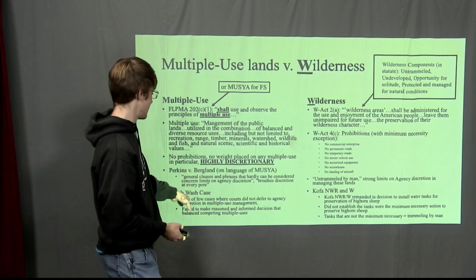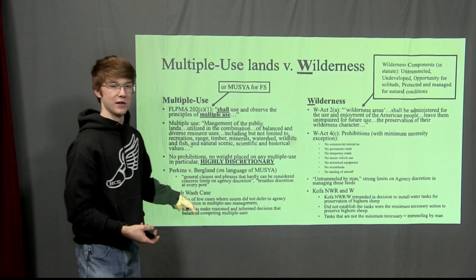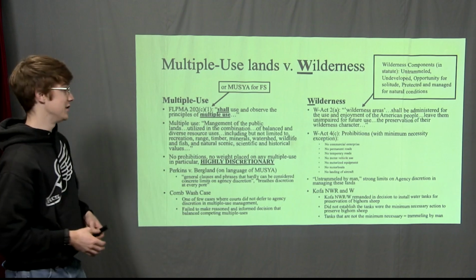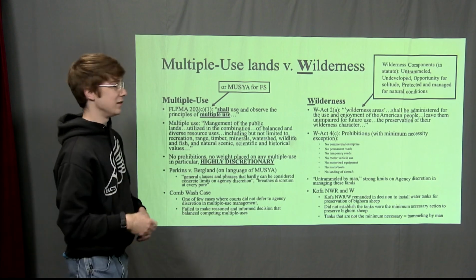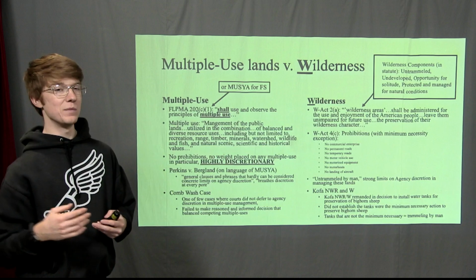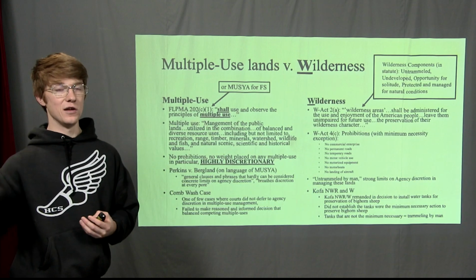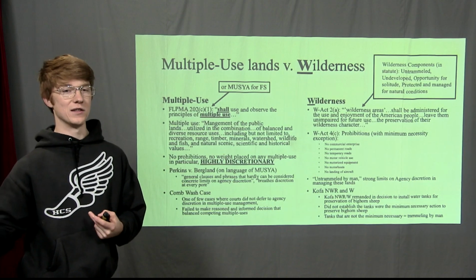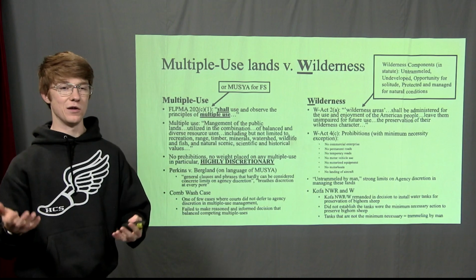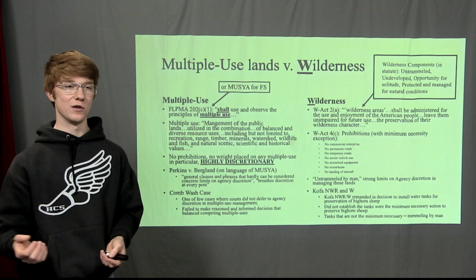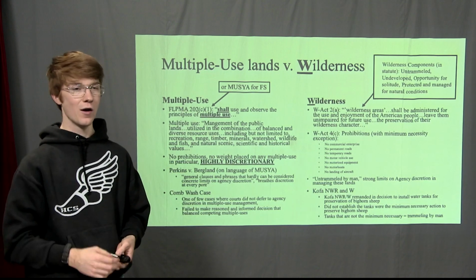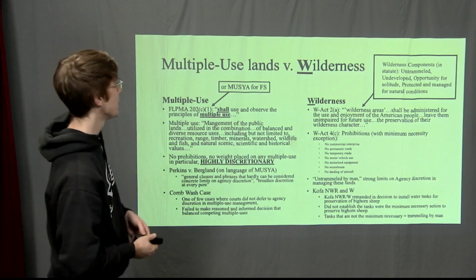So that's about the one big thing that pertains to the multiple use mandate, and limiting that discretion is simply conducting reasoned and informed analysis and balancing those competing resources, showing that you balanced them before you make that decision as to how you're going to manage that land.